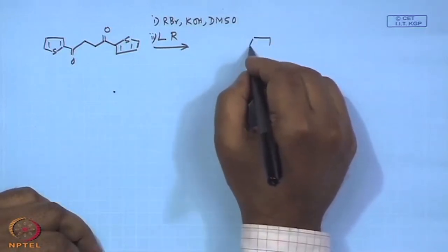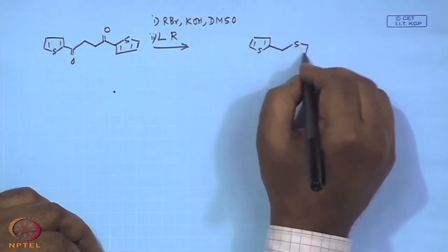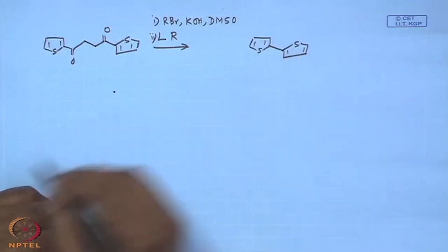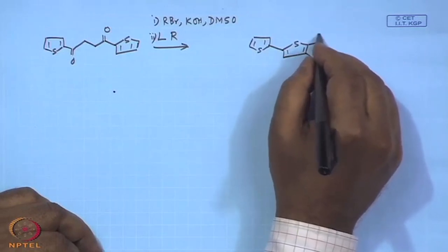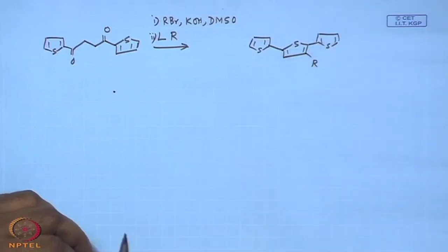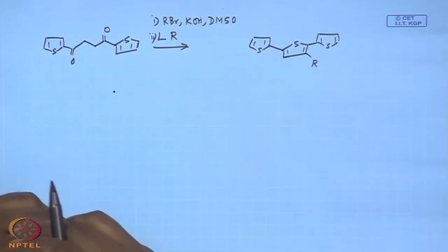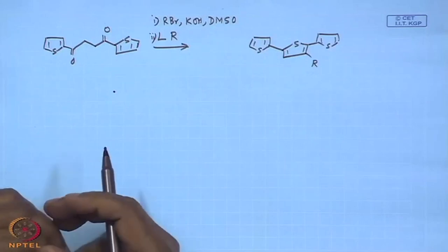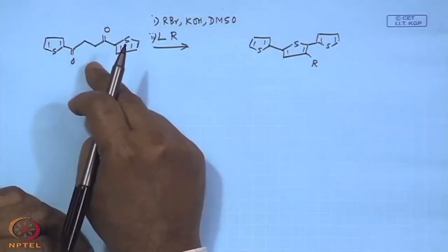So what do you expect here? You can expect a thiophene derivative with three nuclei, with this R here, so you get three different kinds of nuclei. Why are we doing so? Because, as I told you before, oligothiophenes are very useful as semiconductors or conducting materials. So this is the way one can make them. That means Lawesson's reagent is useful for thiophene-containing 1,4-diketones.